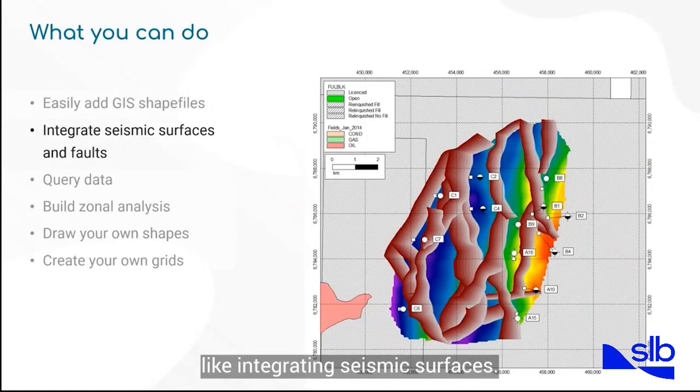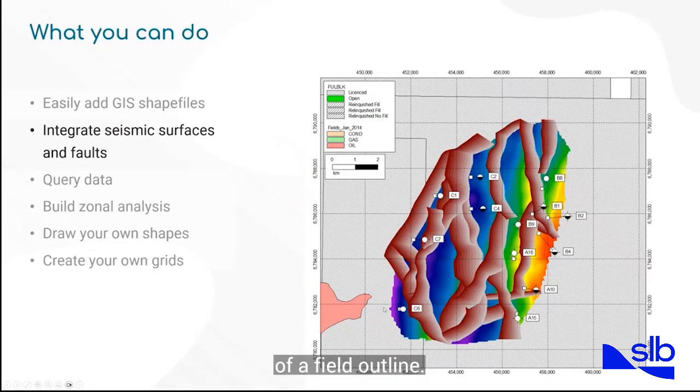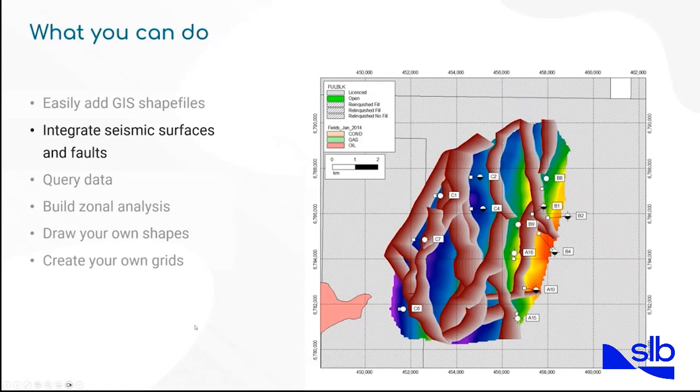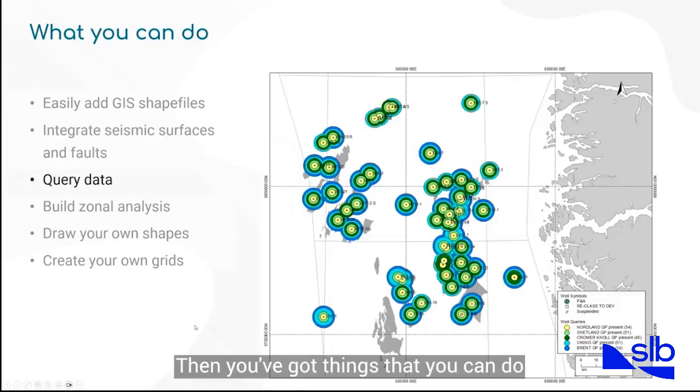Then you've got things like integrating seismic surfaces. Now this is just a 2D of that 3D view I just showed you a minute ago. And that includes, on the bottom left there, hopefully you can see my mouse, the little red, that's the edge of a field outline. We've got our seismic surface interpreted here. It's been imported from Petrel. And these are a pseudo 3D look at a fault polygon. So instead of it just being a boring old black box, I'm showing you there is an angle, a tilt in these faults.